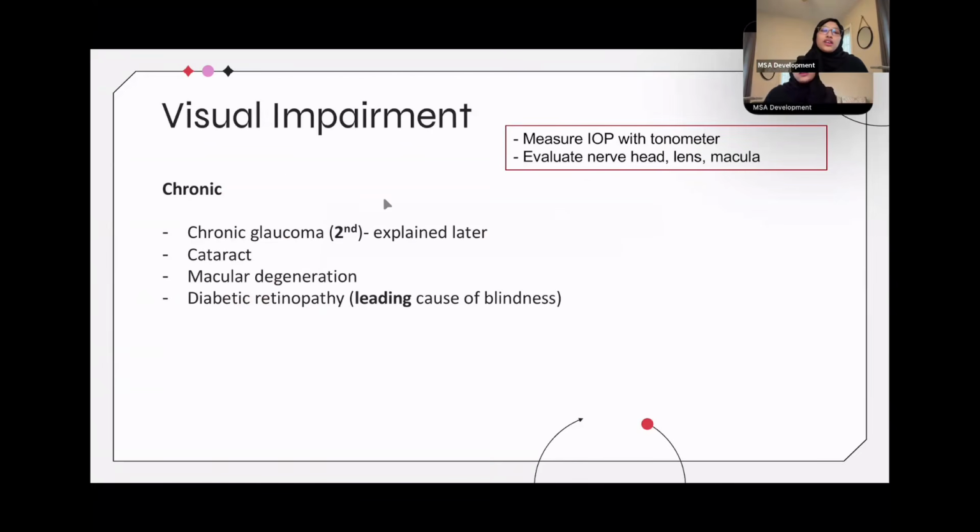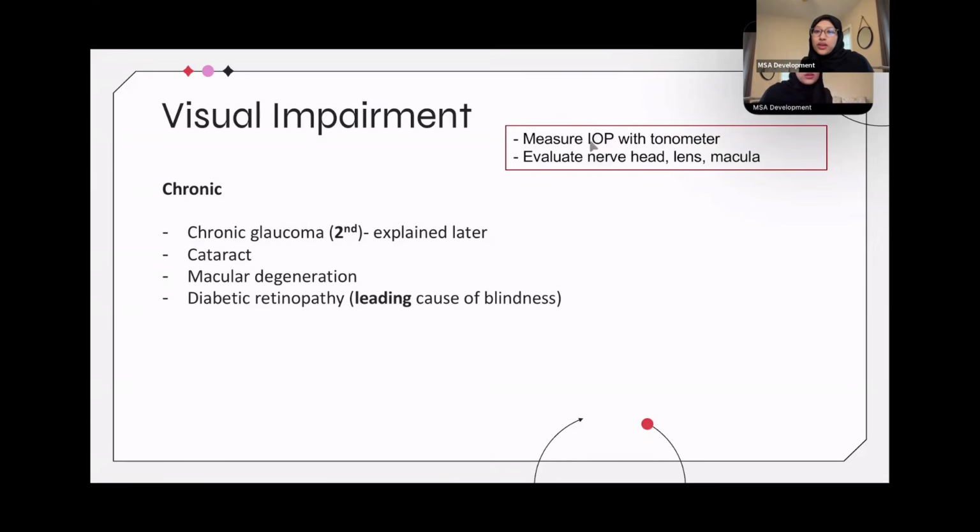Okay. Now you can also have chronic vision loss. If she asks you what is the leading cause of blindness, the first leading cause of blindness, especially in Saudi, is diabetic retinopathy. Why? Because diabetes is very prevalent and it is the leading cause of blindness. The second leading cause of blindness is glaucoma. Okay. Chronic glaucoma takes place over a long period of time, unlike acute glaucoma, which will be explained later.